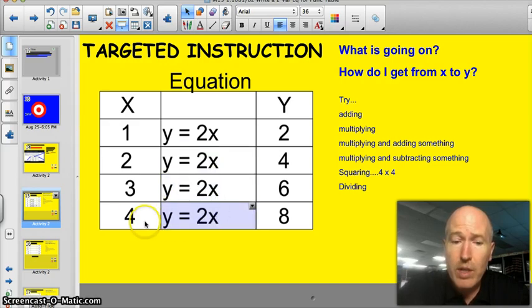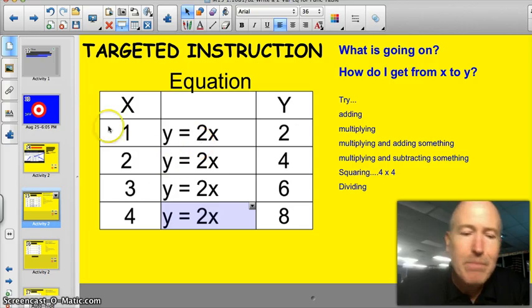We'll check the last one. Substitute in the value for x: 2 times 4 is 8. So my y is equal to 2 times whatever the x value is. You still with me? Yeah, I thought so. It's not so bad.